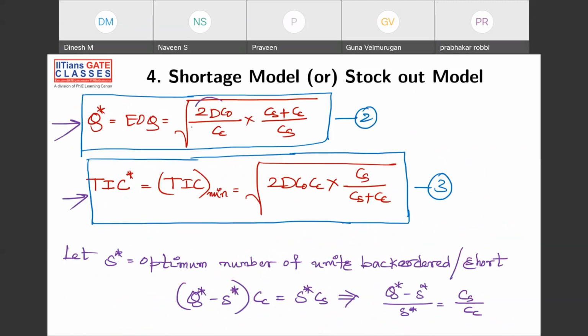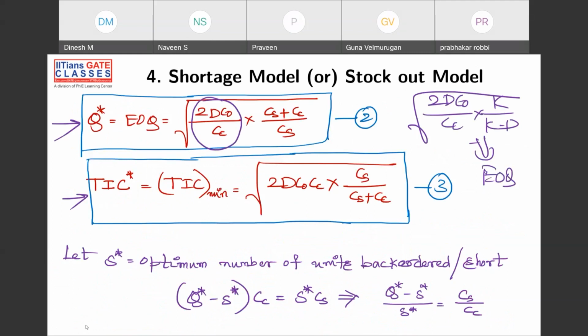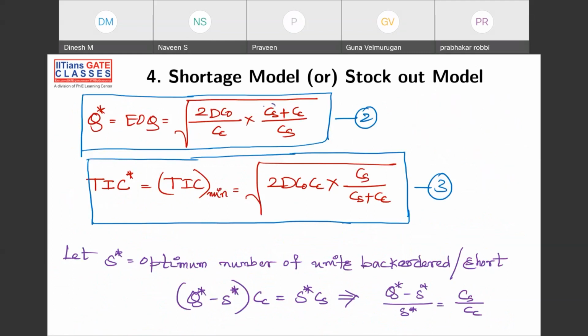That is 2D C naught CC, which we have already seen, and 2D C naught by CC into K by K minus D is for the production model. This is your EOQ for the production model. But in this case, it is shortage cost per unit per time plus carrying cost per unit per time divided by shortage cost per unit per time, that is CS plus CC by CS. And the minimum total inventory cost is 2D C naught CC, which we already have, into the flip of this, that is CS by CS plus CC.